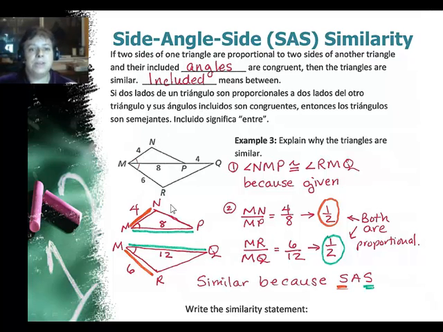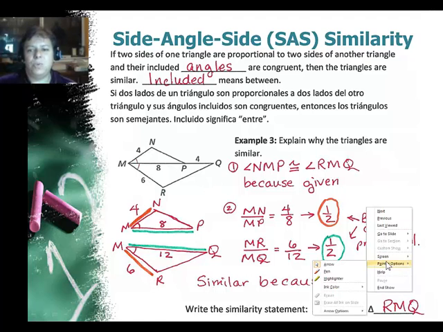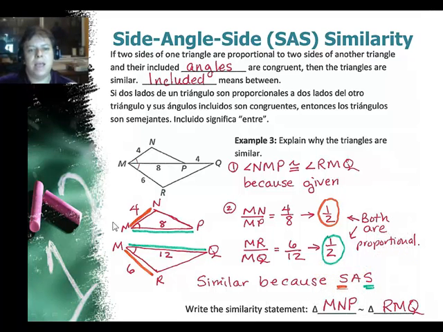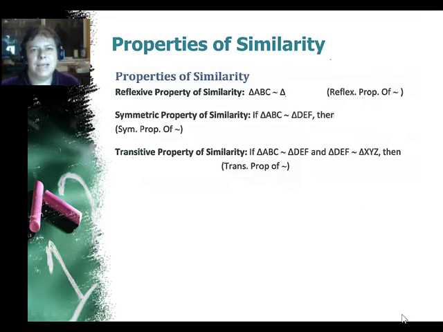And the last but not least in your notes, it asks for the similarity statement. Make sure that your corresponding letters go together. So it should be MNP is with, typo, is with, let's see, MNP is with MRQ. So you fix that, MRQ. All right? Now let's look at some properties of similarity.